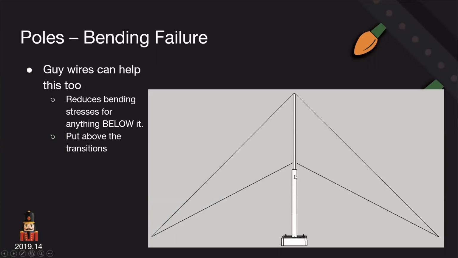If you put it down here and don't have anything above this, your top pole acts as if this were the base and wants to move on its own. So the guy wires really aren't helping you that much. I'll show you a photo that shows you that in a second. But above your transitions is always more beneficial and will get you greater benefit.